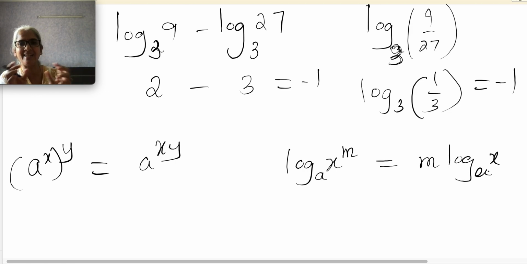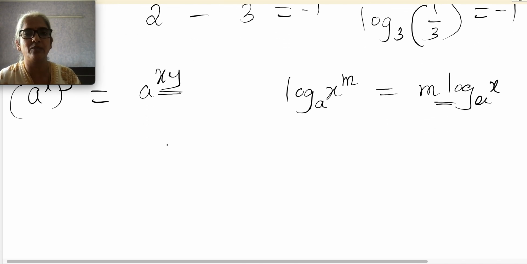So this is slightly different. It may seem slightly different, right? That index becomes a multiplication. But even here, if you see, the index is getting multiplied. So even here the rule is the index is getting multiplied. The power is being taken outside and is becoming a multiple.